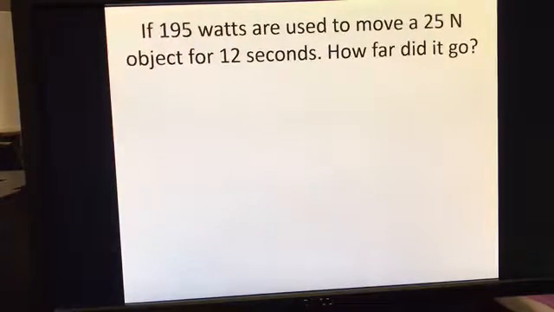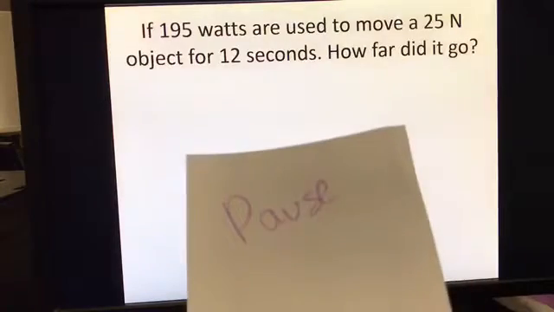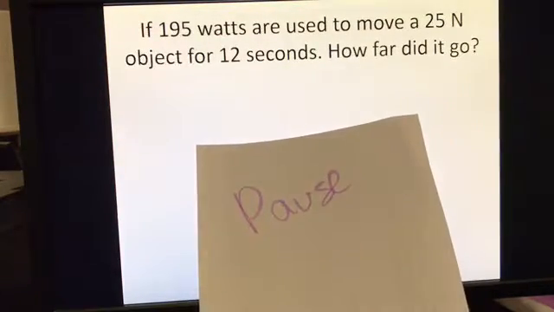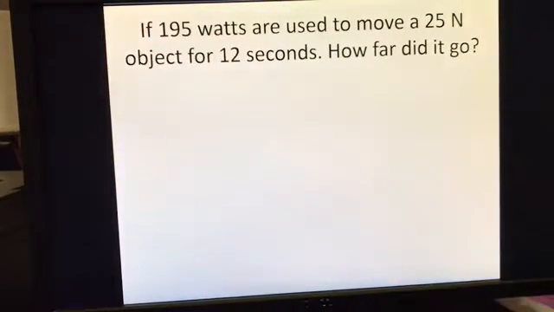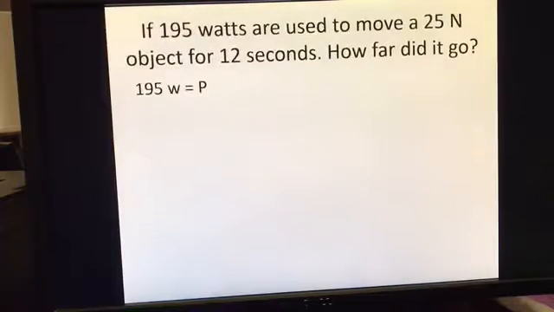Next problem, 195 watts are used to move a 25 Newton object for 12 seconds. How far did it go? Pause. Okay, 195 watts is power, 25 newtons is force, 12 seconds is time.